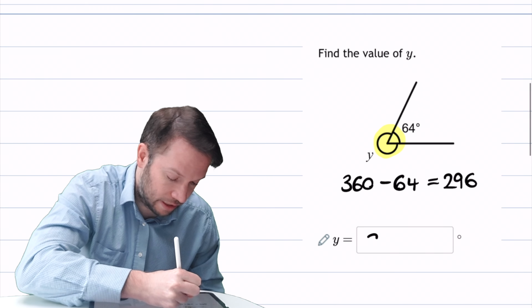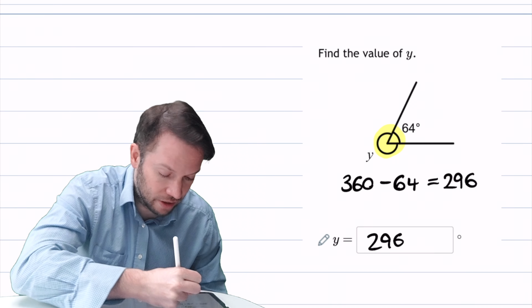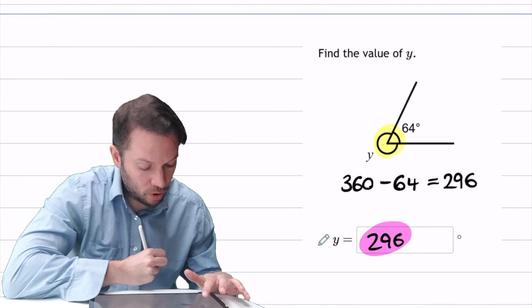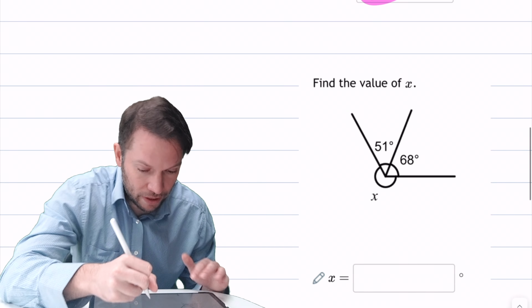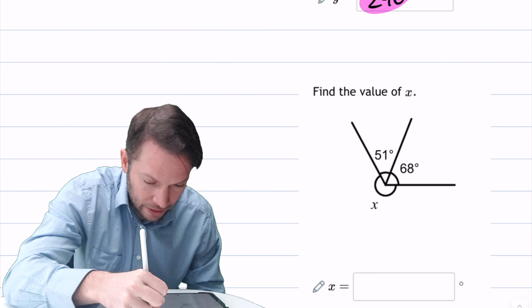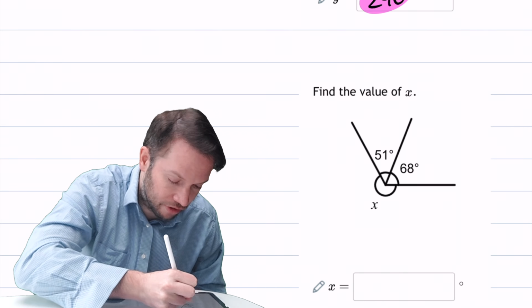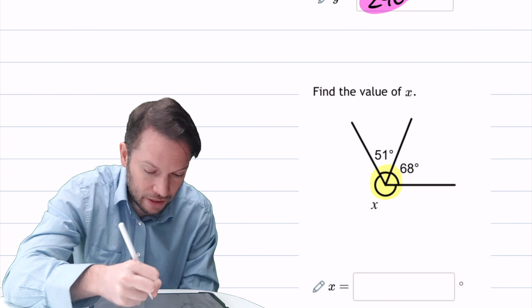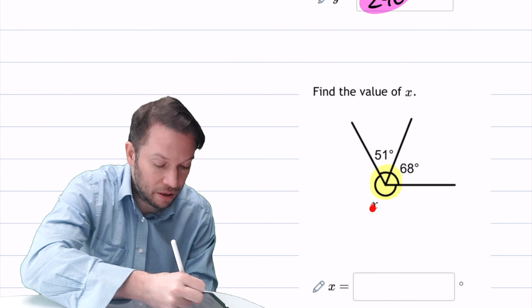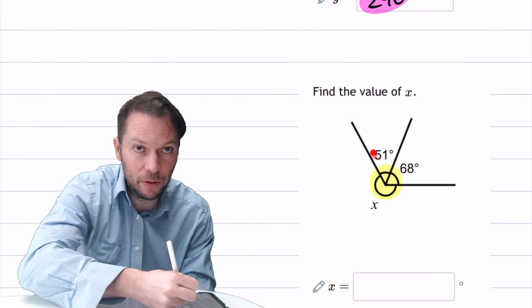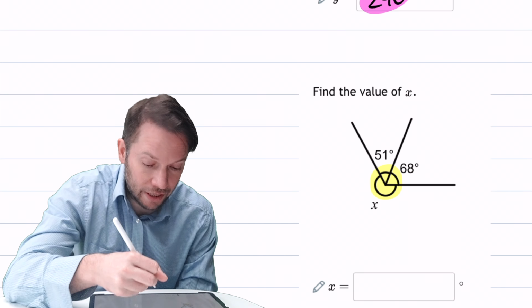So y is 296 degrees. What about this second one? We've got a few more angles this time. Again, the angles around this point here add up to 360 degrees. So this mystery angle x plus the 68 plus the 51 add up to 360.